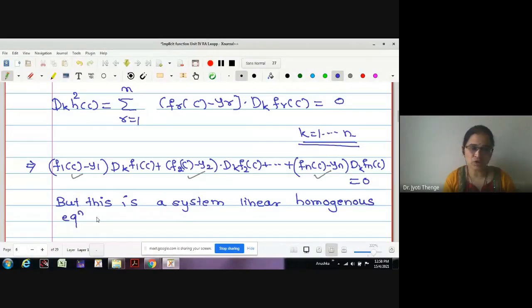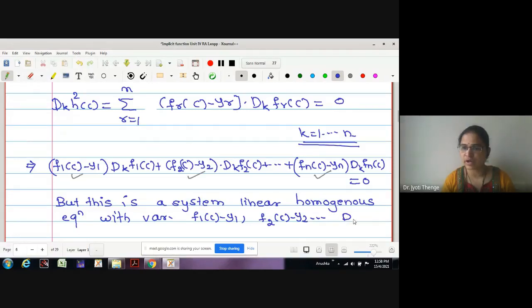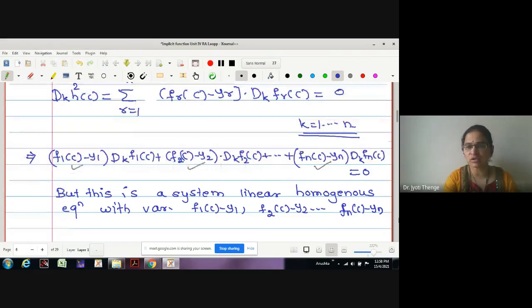Homogeneous equations with variables. What is the variable? f1(c) minus y1, f2(c) minus y2, so on up to fn(c) minus yn. Correct? N equations we have obtained. Shall I write all those n equations?